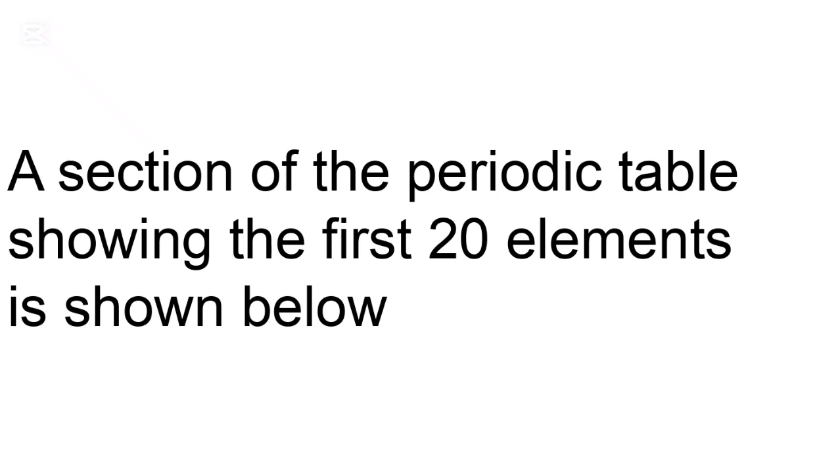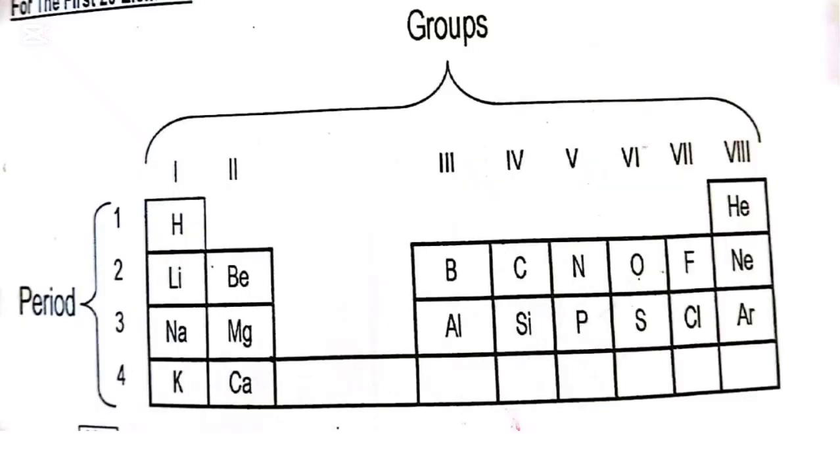Now, let's have a look at the table below. So, we have the table of the first 20 elements of the periodic table given in form of chemical symbols. So we have hydrogen, helium, lithium, beryllium, boron, carbon, nitrogen, oxygen, fluorine, neon, sodium, magnesium, aluminium, silicon, phosphorus, sulfur, chlorine, argon, then potassium and calcium. Those are the first 20 elements of the periodic table arranged in order.